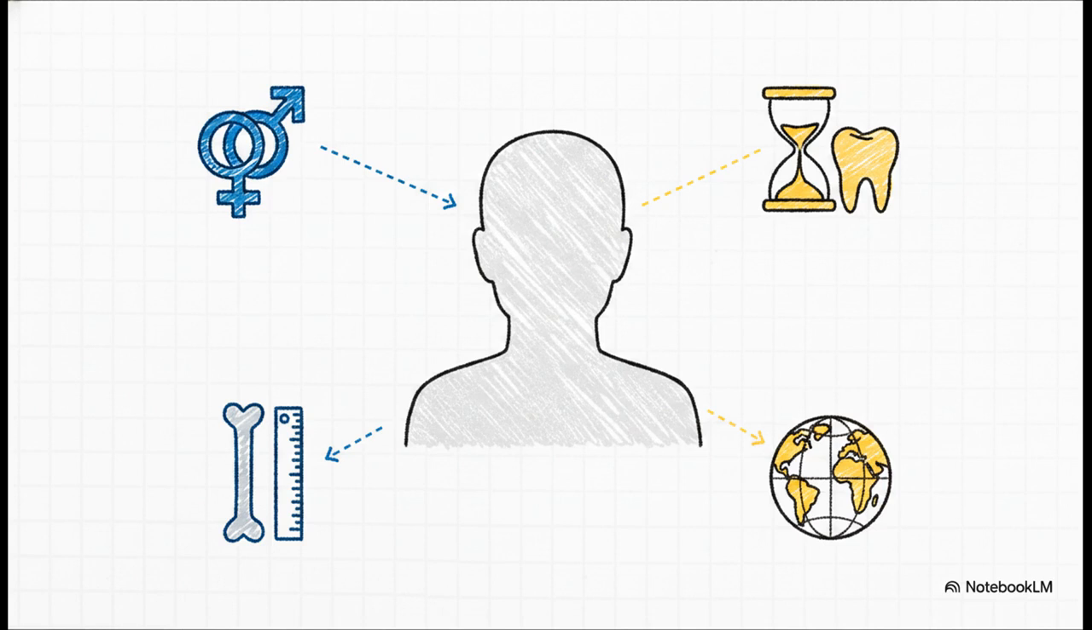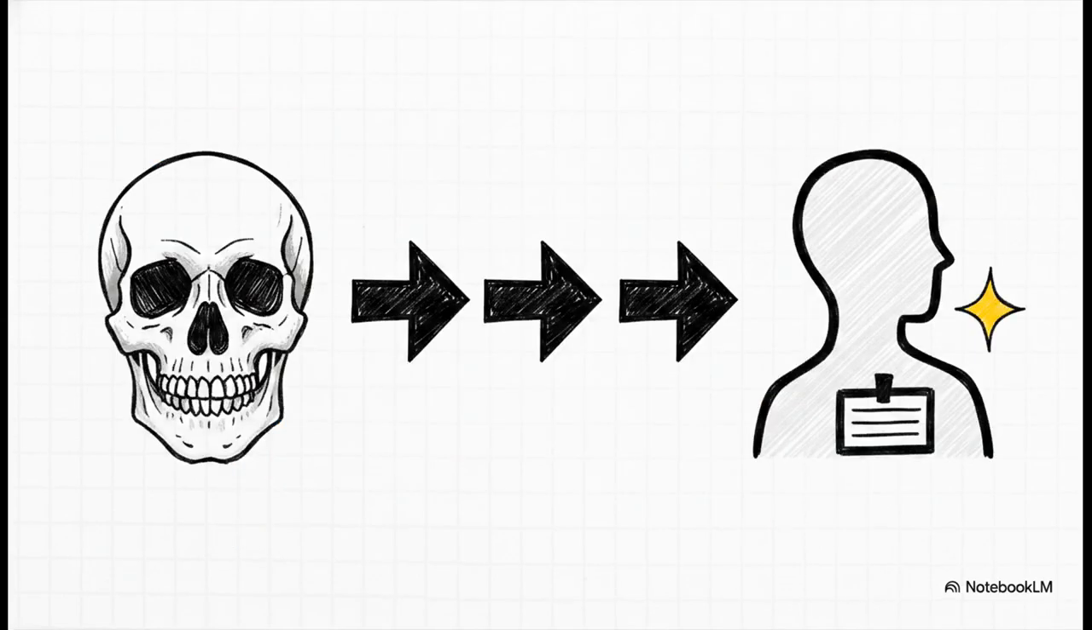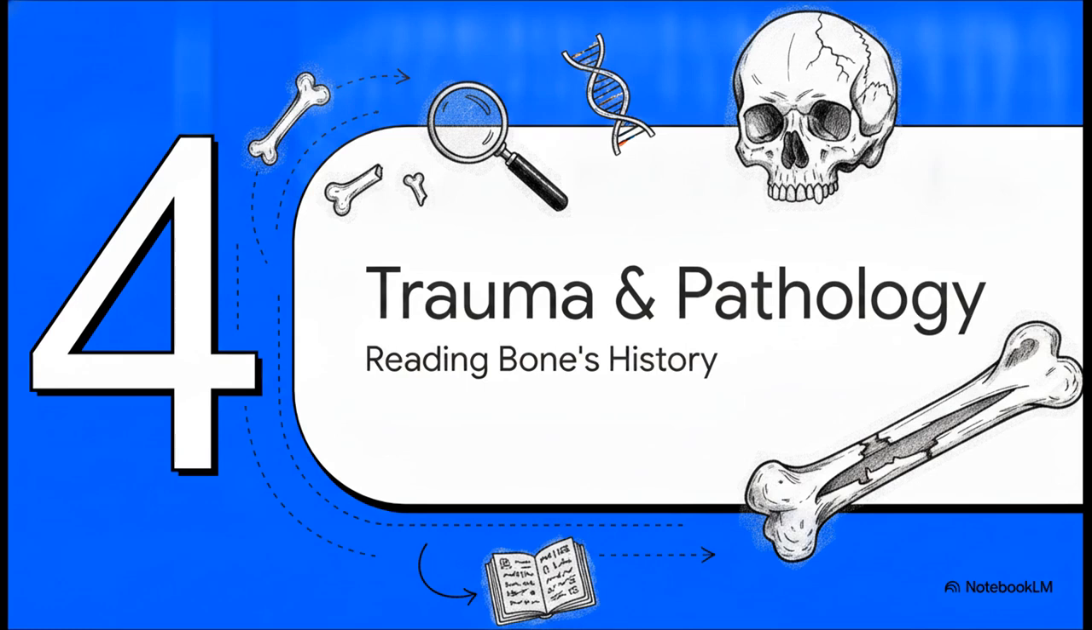When you stack these 4 pillars together, it's a real game changer. You can go to a missing persons database and say, hey, we're looking for a male, around 35 to 40 years old, about 5'10". You've just filtered out thousands of non-matches and gotten exponentially closer to a real identity. The big takeaway for this section is that the biological profile takes cold, hard skeletal data and translates it into actionable demographics. It bridges the gap between science and the human element, giving us a real shot at finding a name. Section 4, Trauma and Pathology, Reading the Bone's History.